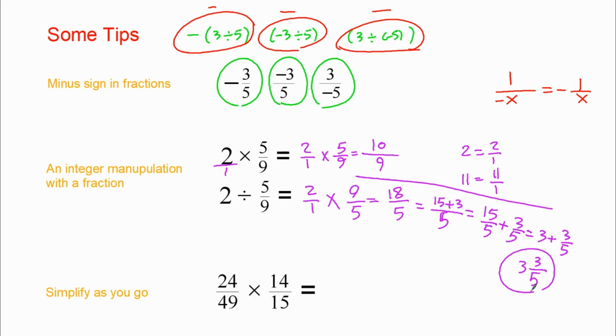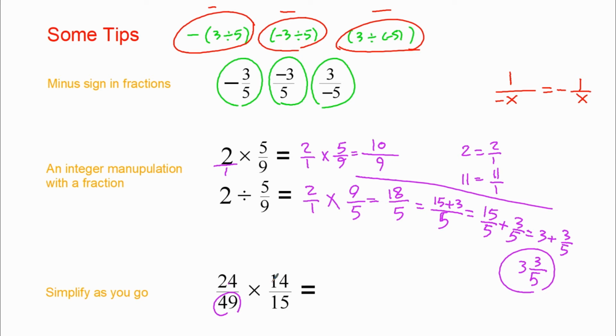In here, I can simplify this 14 either with 24 or with 14. So I can simplify 49 either with 24 or 14. Because it's a multiplication, I can simplify the denominator and the numerator. So we cannot simplify when adding or subtracting, but we can simplify when it's a multiplication.